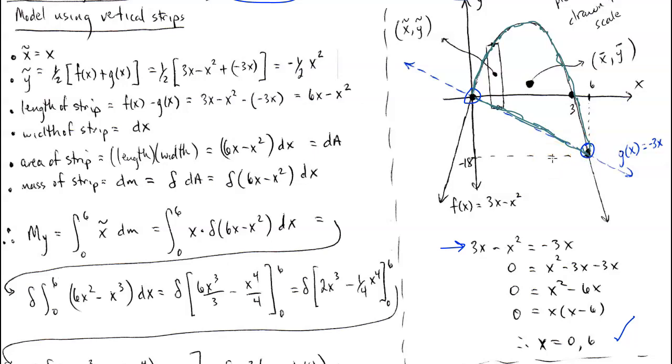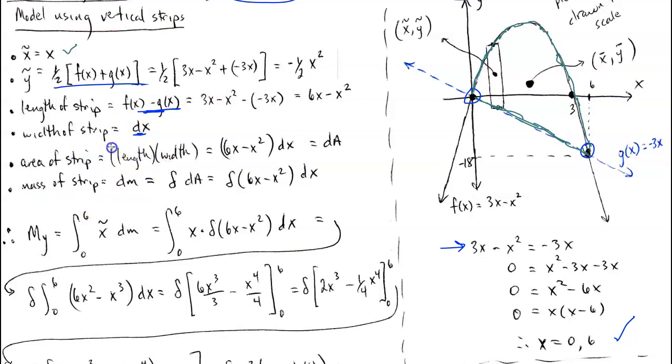Again, both functions are defined in terms of x. So it's better for us to model the vertical sample strip, the sample strip that we want vertically. And of course, whenever we have vertical sample strips, we know that our x tilde is just going to be a random x value, so we just put x there. Y tilde is going to be the average of the two functions. The length of the strip is just going to be the difference between those two functions. The width is going to be dx as always.